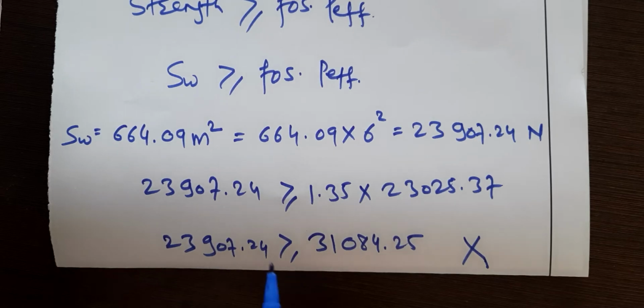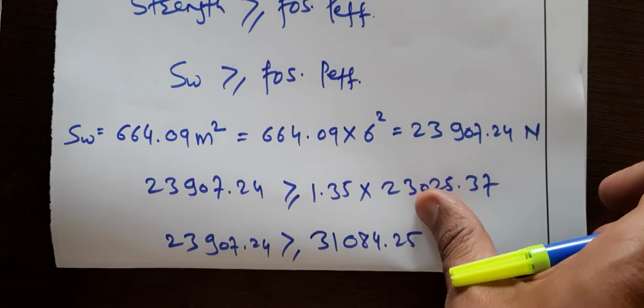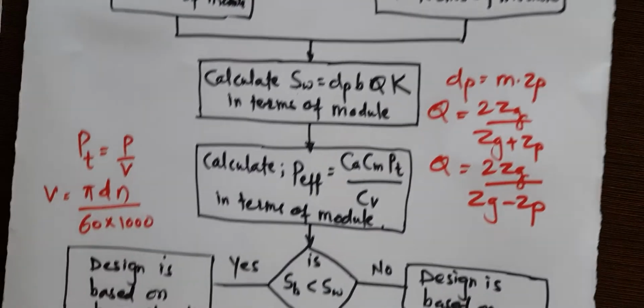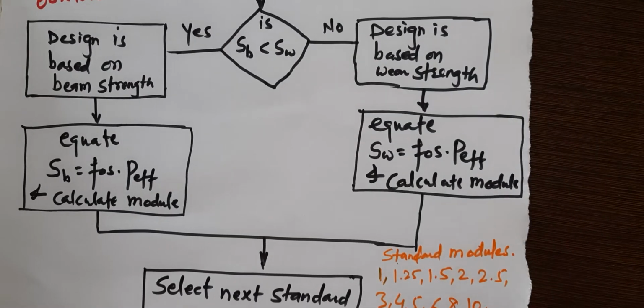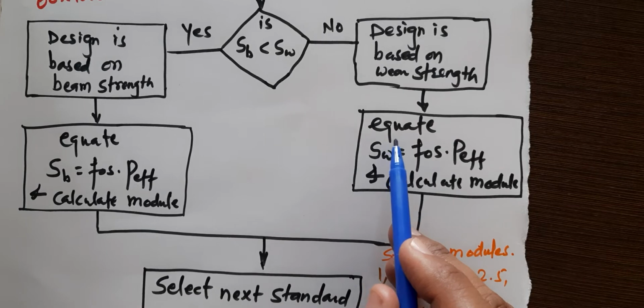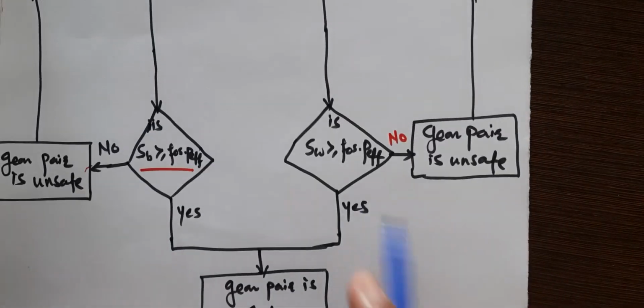As the condition is not satisfying here, we need to modify the design. So we will modify the design now. See here, this is the design process that we have seen, and we have reached here.